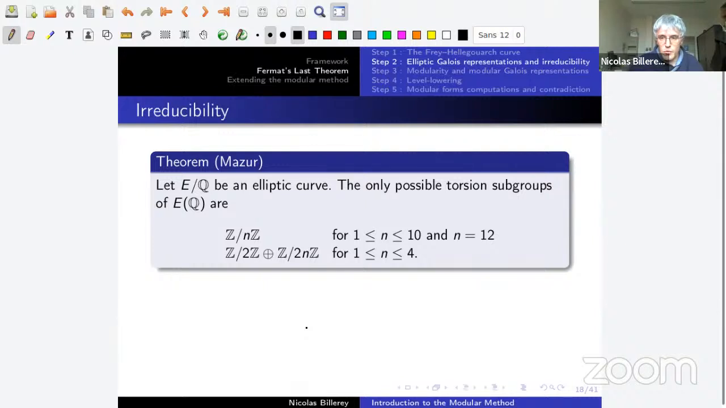And now we come to one of the first main steps of the modular method, where we have to invoke a deep result by Mazur. So let me just recall that result. Again, E over Q is an elliptic curve. And Mazur classified all the possible torsion subgroups of the set of Q-rational points on E. They're given by this finite list of groups. So it's either Z over NZ for some integer N between 1 and 10, or N equal 12, or it's a copy of Z over 2Z plus Z over 2NZ for N being 1, 2, 3 and 4.